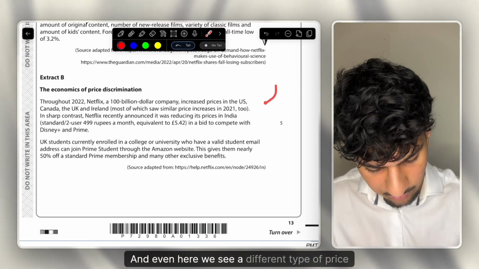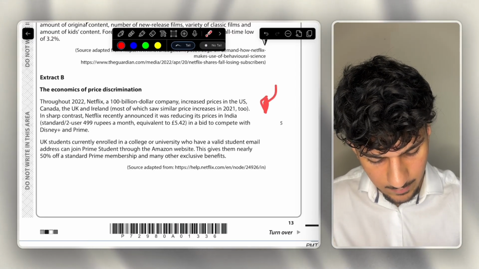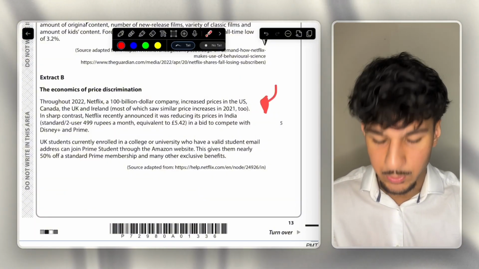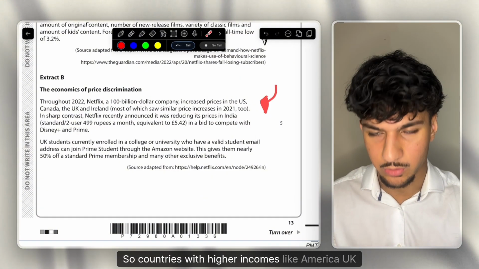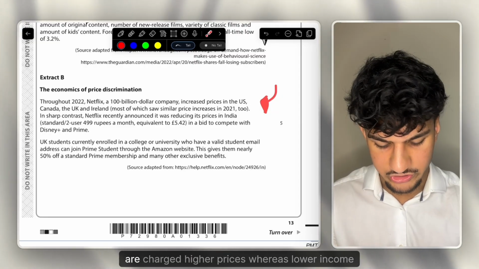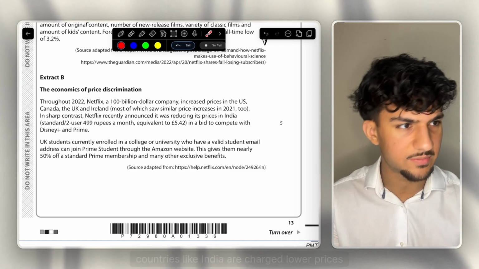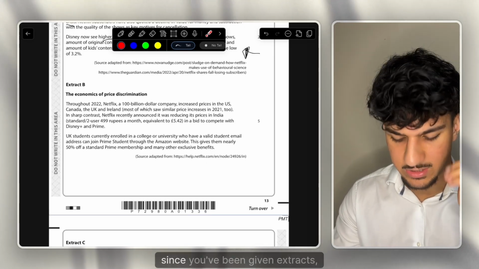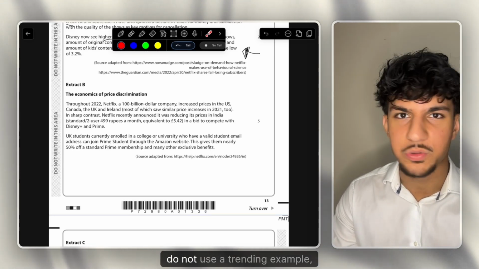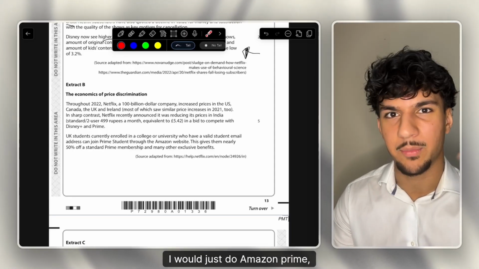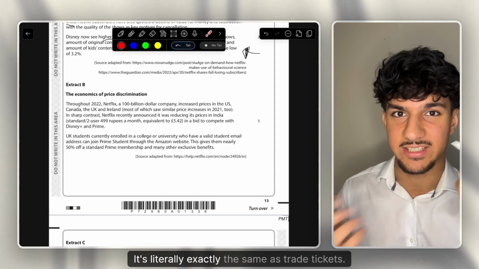And even here, we see a different type of price discrimination where Netflix are splitting their consumer base between countries. So countries with higher incomes like America, UK are charged higher prices, whereas lower income countries like India are charged lower prices. 100%. Here, since you've been given extracts, do not use the train ticket example. Use the extract example. I would just do Amazon Prime. It's the easiest. It's literally exactly the same as train ticket.